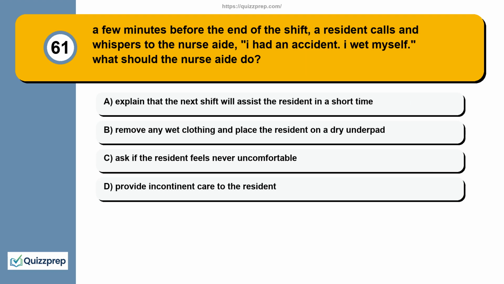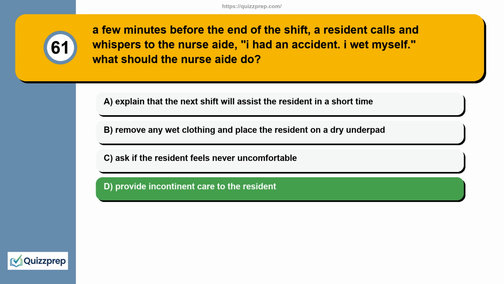Question 61. A few minutes before the end of the shift, a resident calls and whispers to the nurse aide, "I had an accident. I wet myself." What should the nurse aide do? Option A, explain that the next shift will assist the resident in a short time. Option B, remove any wet clothing and place the resident on a dry underpad. Option C, ask if the resident feels uncomfortable. Option D, provide incontinent care to the resident. The correct answer is option D, provide incontinent care to the resident.